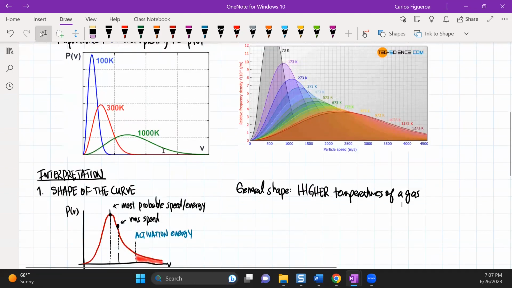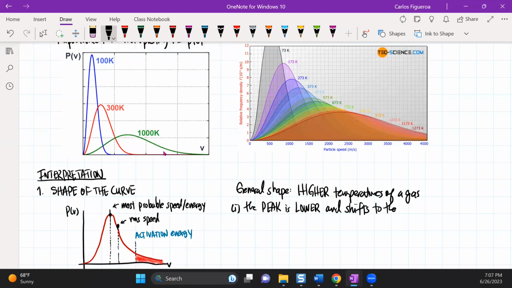The first thing that you should be looking at is that the peak for higher temperatures is lower and shifts to the right. So if I say lower, what that really means is that there's a bigger spread in numerical values, which is what I should say now.